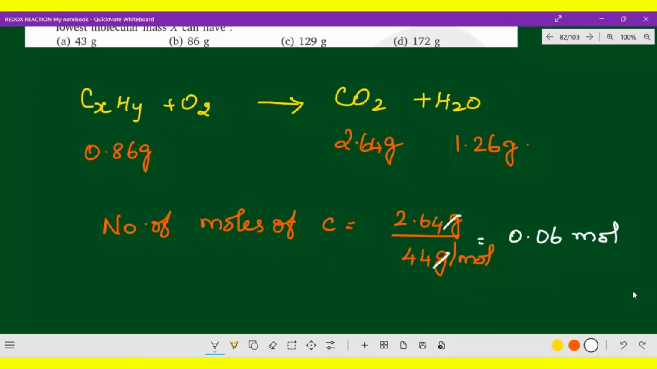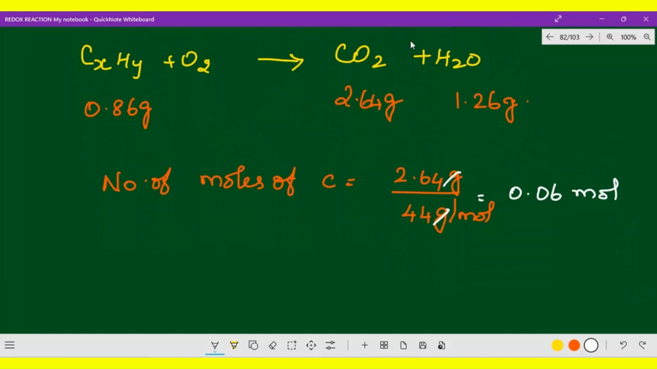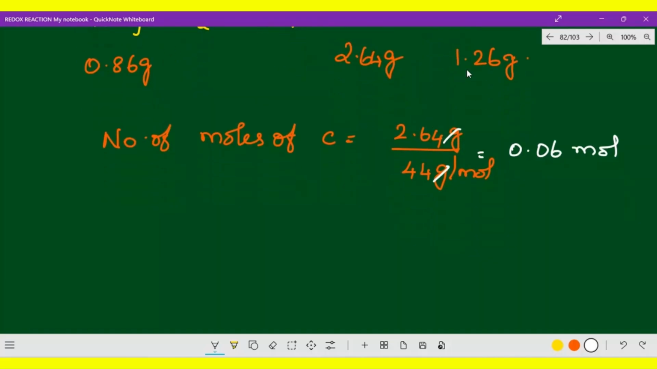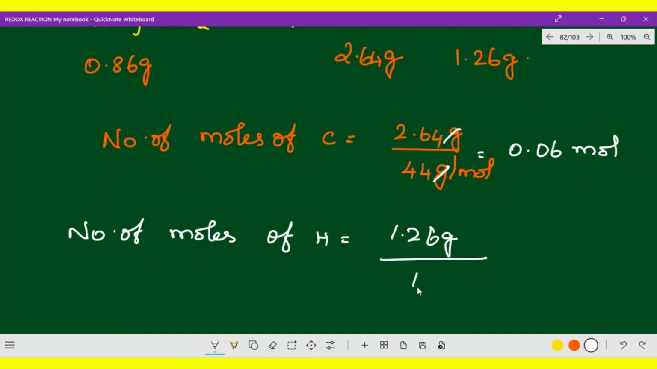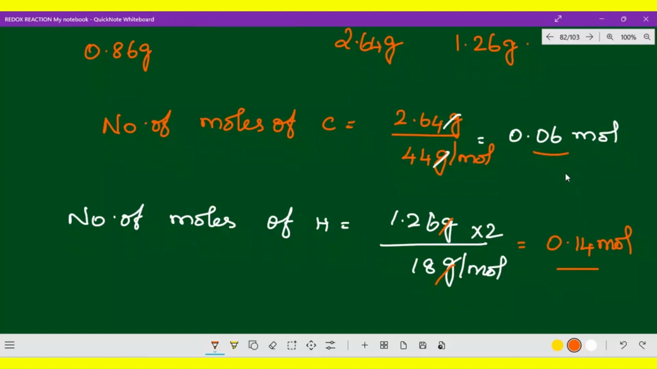The same way for hydrogen. Hydrogen has 2 atoms, so twice. Number of moles of hydrogen is 1.26 gram divided by 18 gram per mole, the molecular mass of water, into the number of moles, 2, because hydrogen has 2 atoms. The grams cancel, so you will get 0.14 mole. So hydrogen is 0.14 and carbon is 0.06 mole. Come on, let us identify the empirical formula.